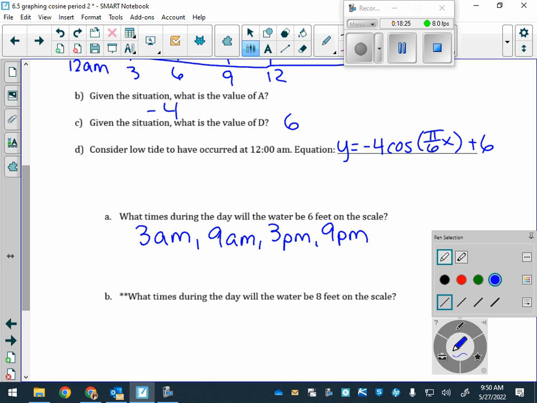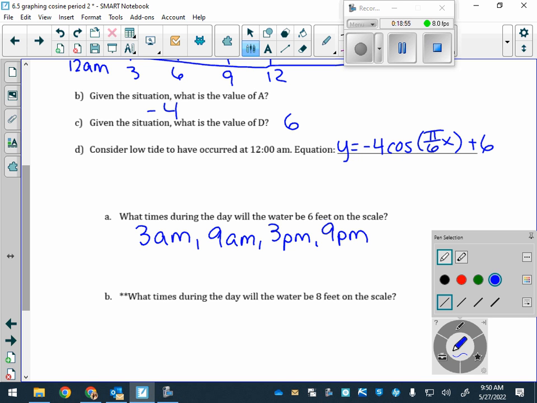Excellent. Okay. What times during the day will the water be 8 feet? Kaden? 4:30 a.m., 4:30 p.m., 7:30 a.m. How did we get that? I added 10 feet and 6 feet together, then I divided by 2, and I divided 9 and 12, or 4, 6, and 9. Oh. They added. Okay.